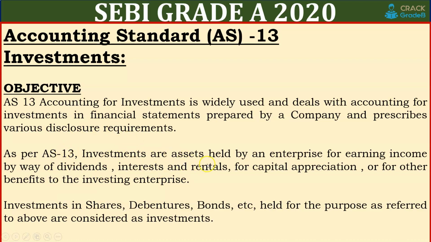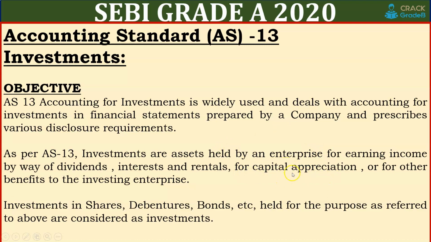So they are assets. Now we all know that assets are represented on the credit side, that is on the right hand side of the balance sheet. And why are they known as assets? Because we know that assets are something that will provide future benefits to the business. So in that way, investments also provide future benefits to the business or to the enterprise who holds them by way of capital appreciation.